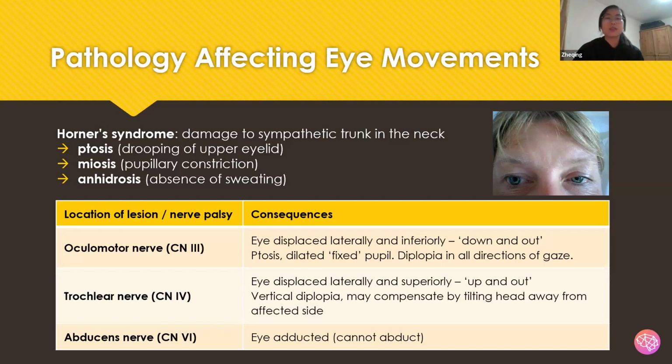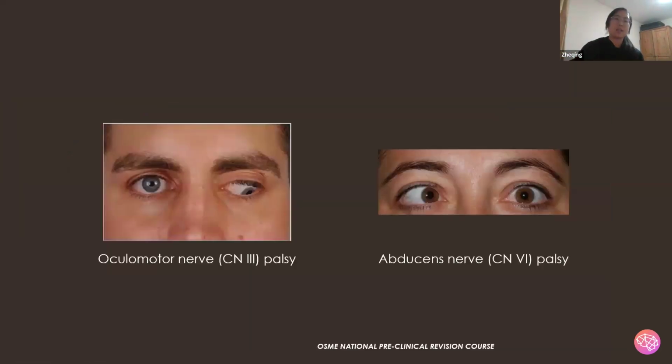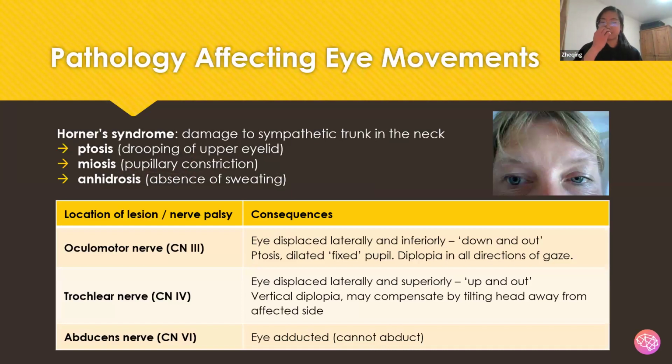So oculomotor is classified as down and out, which is the one that I showed you earlier on the left. Down and out means it's lateral and inferior. It's harder to remember because so many different muscles are involved by the oculomotor, but if you just remember down and out, then you can recognize the lesion. Whereas trochlear, you'll have up and out instead, and you may get compensation by the patient tilting their head away from the affected side. And abducens, the eye is adducted, so you cannot abduct.